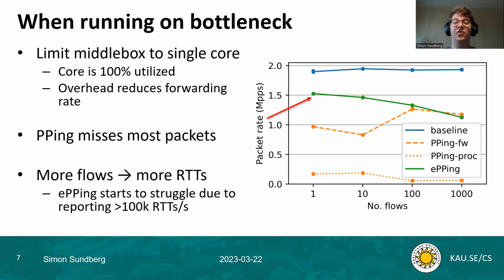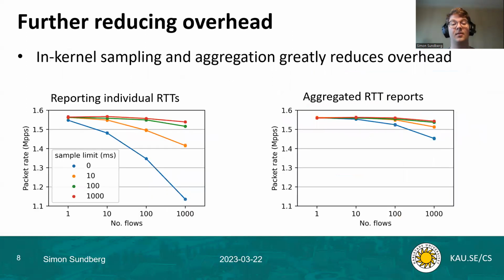The reason we see this drop in performance as the number of concurrent flows increases is that the algorithm that p-ping and ePping use will result in more RTTs the more flows there are. So at 1,000 flows here, ePping really starts to struggle as it has to report around 130,000 RTTs per second. And the original p-ping sort of accidentally avoids much of this overhead by simply missing many of these RTTs to begin with. But this drop in performance as we get more and more concurrent flows is of course a bit problematic.